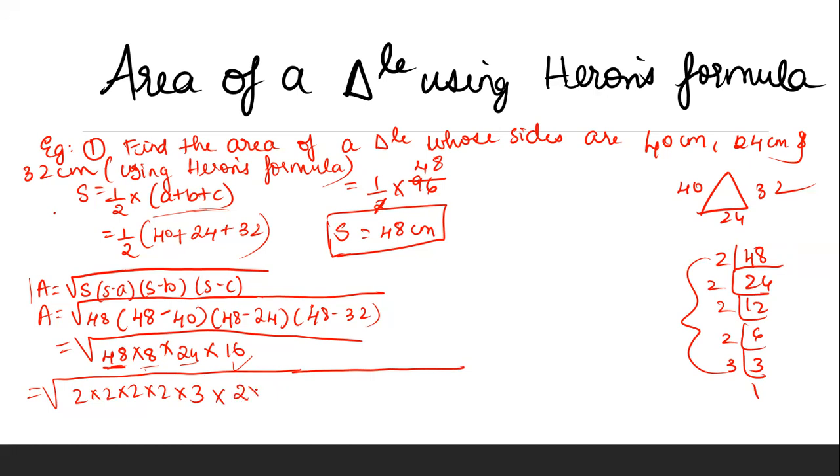8 can be written as 2 into 2 into 2. How? 2 twos are 4, 4 twos are 8. Then we can say 2 into 3 into 2 into 2 is 24. 2 twos are 4, 4 twos are 8, 8 threes are 24. And then 16 can be written as 2 into 2 into 2 into 2. 2 twos are 4, 4 twos are 8, 8 twos are 16.